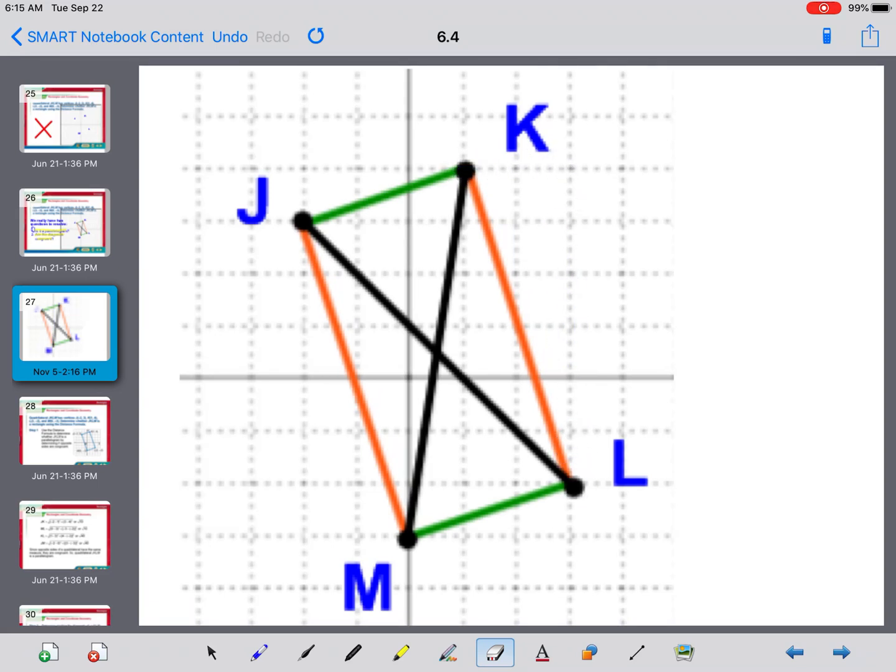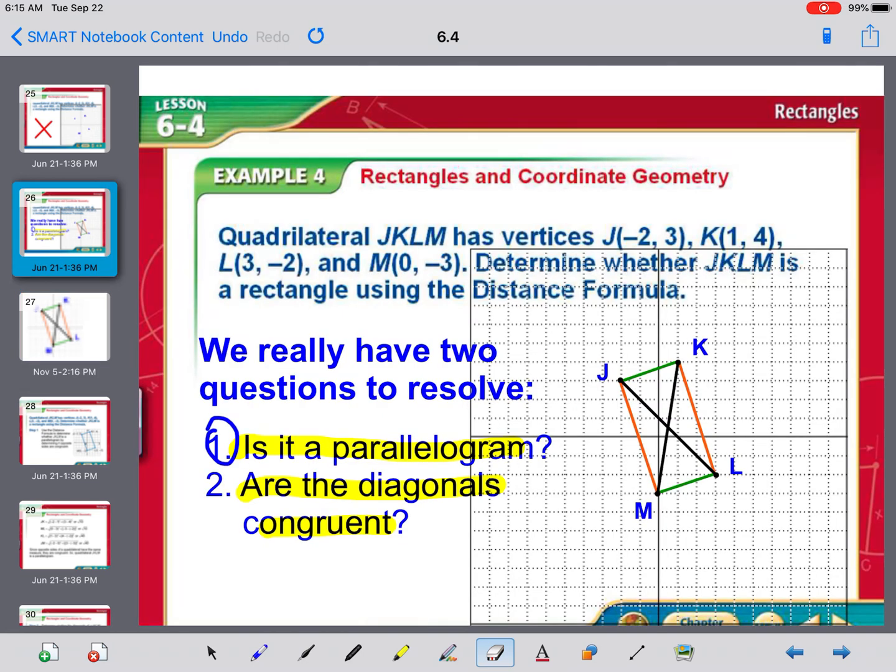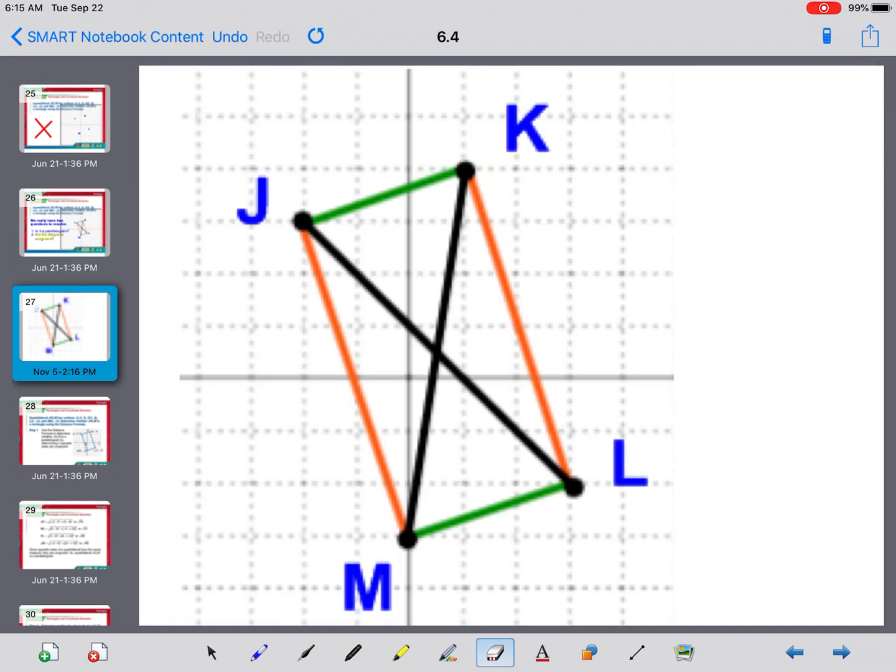So I'm proving that opposite sides are parallel. That's what I was doing there. Okay, so that's that first piece. Is it a parallelogram? Yes, I've proven that it is a parallelogram. So the next question is, are the diagonals congruent? So let's go back to our picture. Diagonals congruent means they have the same length.